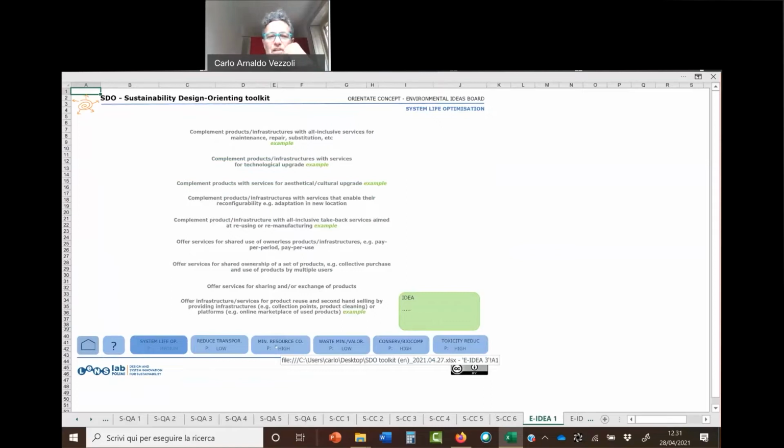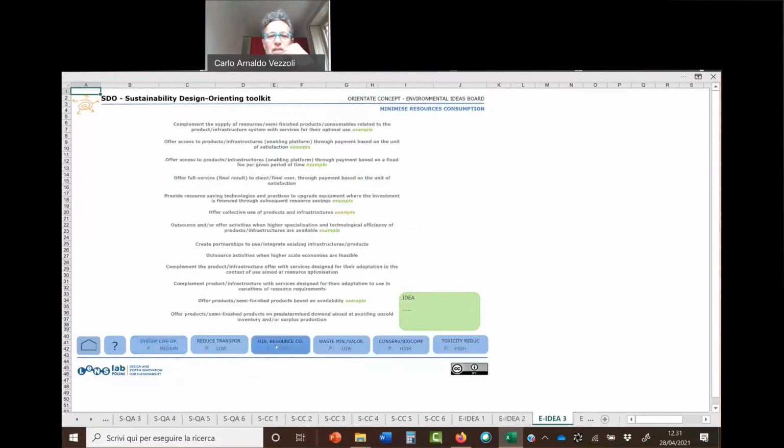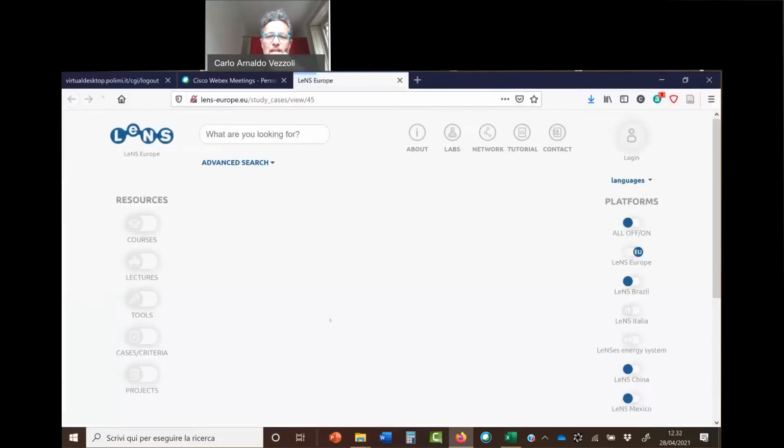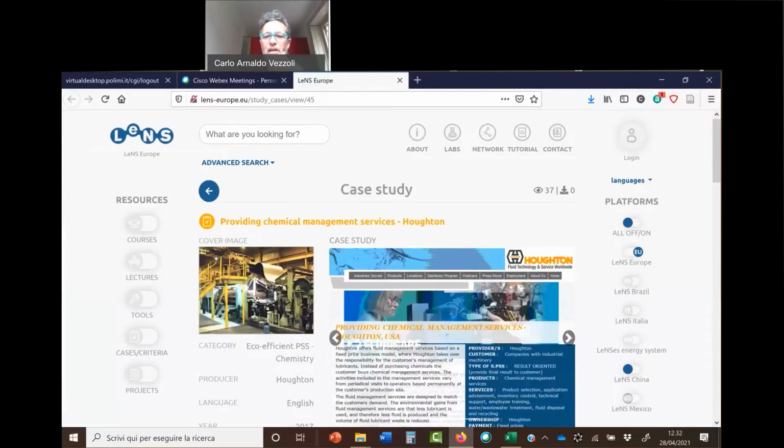Minimize resource consumption, and you can read some guidelines, and you can brainstorm: complement the supply of resources or semi-finished products consumed related to the product system with services for their optimal use. And here you can click, as I said, and you can go to an example, and you can read the example.